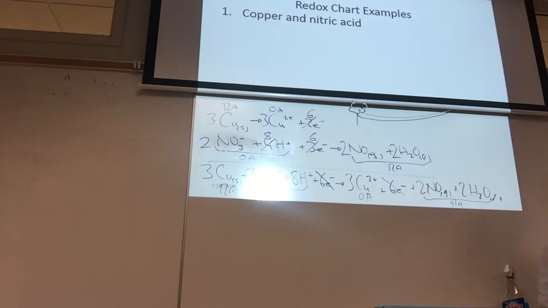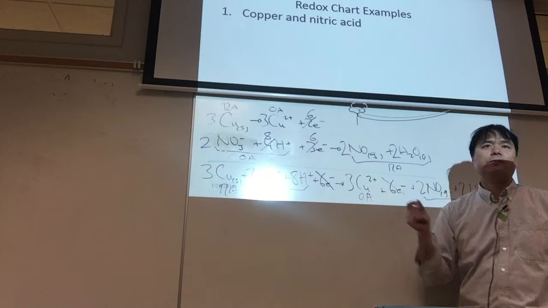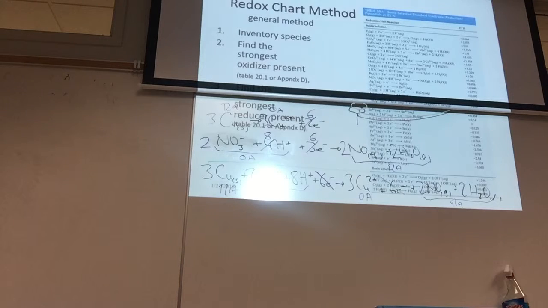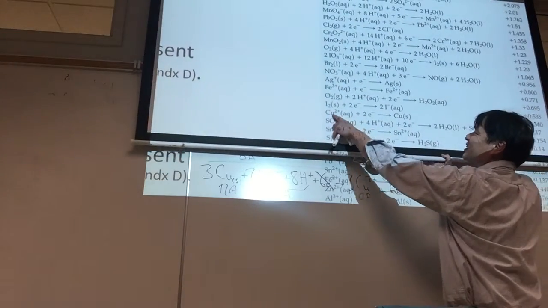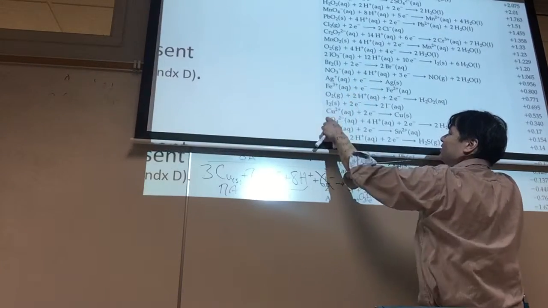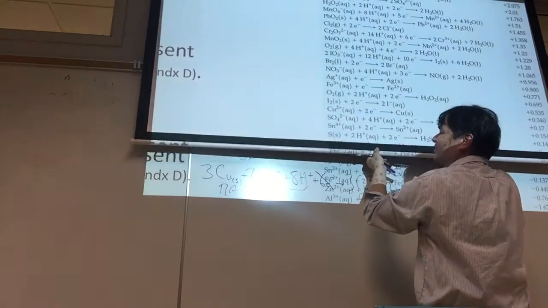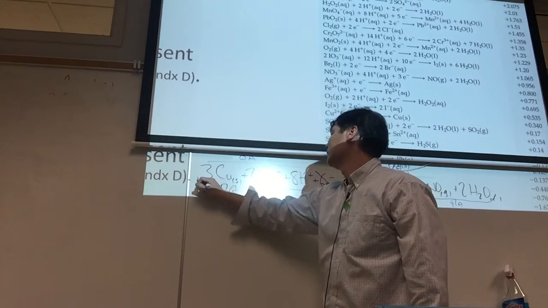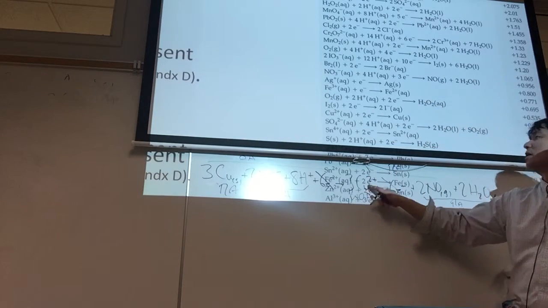And then we go to the chart and we look. What's a more powerful oxidizer? Nitrate and H+ or copper 2+? So here's copper 2+, here's nitrate and H+. So it looks like nitrate and H+ is a stronger oxidizer than copper 2+. So this is the stronger oxidizer, nitric acid. And this is the weaker oxidizer, copper 2+.